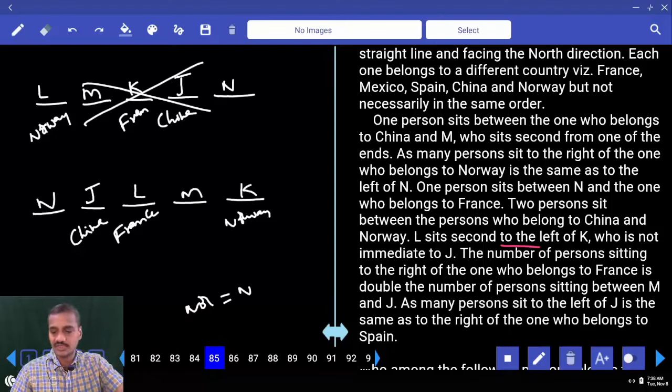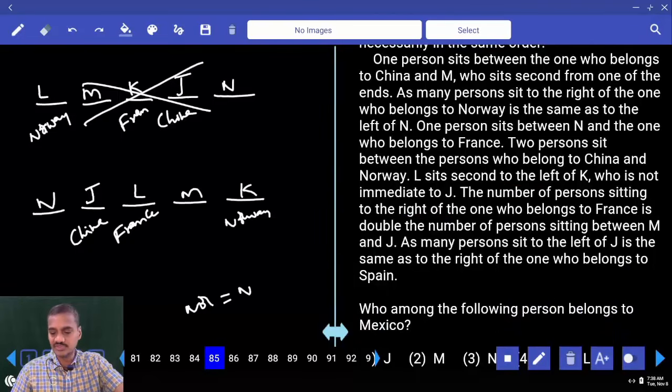And next one. The number of persons sitting to the right of the one who belongs to France is double the number of persons between M and J. Right of France, how many? 2 people. Hence between M and J, it must be half. Hence between M and J, there is exactly 1 person.